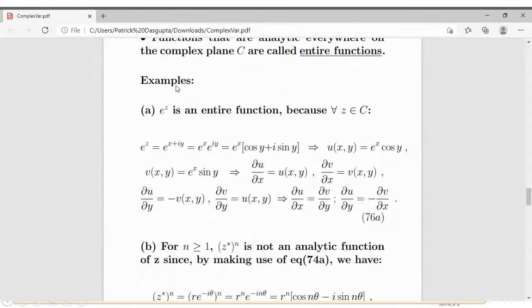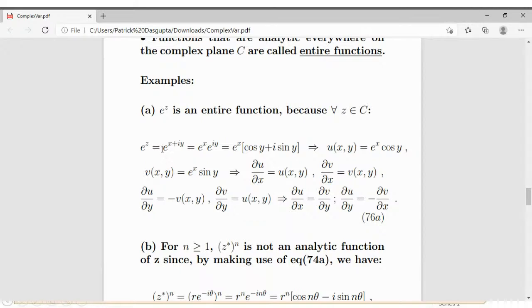First example is the function e raised to power z. It can be easily shown that e raised to power z not only is an analytic function, it is analytic everywhere on the complex plane. That means it's an entire function. Let's prove this.